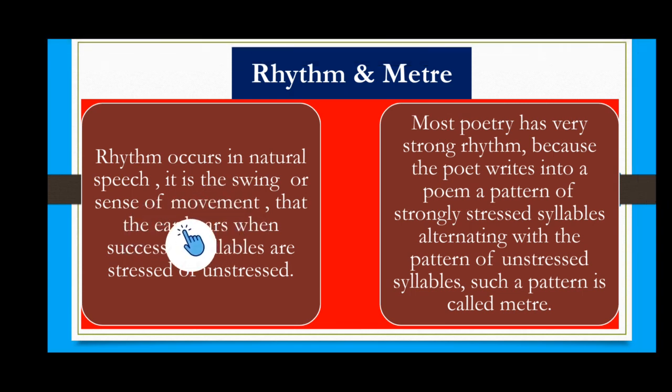Rhythm is the swing or sense of movement that the ear hears when successive syllables are stressed or unstressed. The word successive means that there will be a repetition of stressed and unstressed syllables. So a kind of swing or beat will come to your ear. The successive use of stressed and unstressed syllables in a line of poetry is called rhythm.